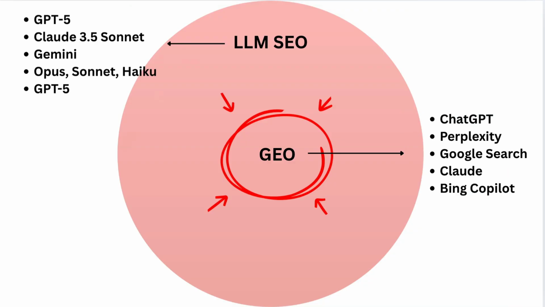What are the models? Just for curiosity's sake, here are the corresponding models. For example, when you go to ChatGPT, the model is GPT-5, 4, whatever. When you go to Perplexity, it's Claude Sonnet. When you go to Bing Copilot, it's also powered by GPT-5, the same model that powers ChatGPT. We are not too concerned with what the model is underneath, but we should be aware of how GEO and LLM SEO work together and what their relationship is.